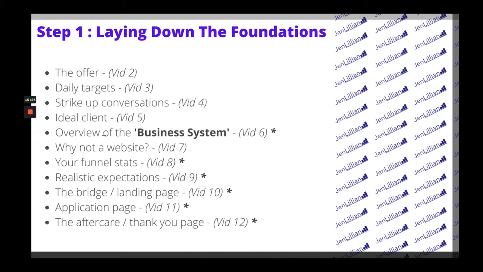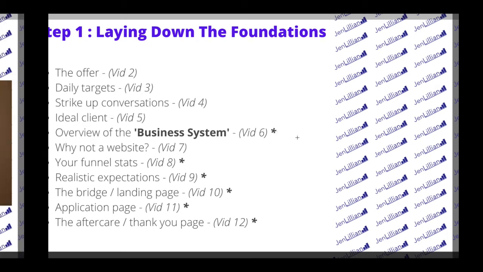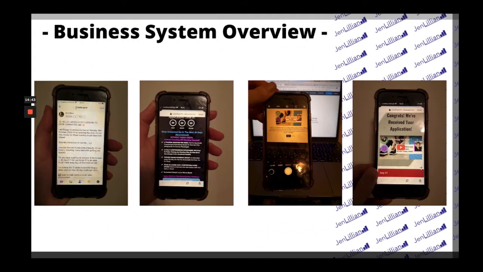Okay, so overview of the business system. What is it that I'm actually talking about? This refers to a slide I'm going to show you. So one sec. This is the business system overview. You have here 4 different stages, 4 different elements we're going to be building out together.